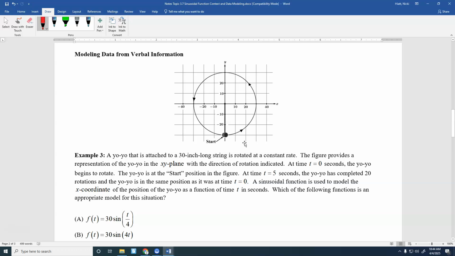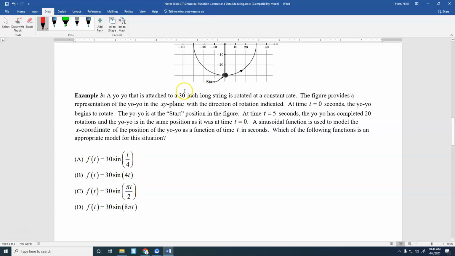But that's not relevant to this problem. So, in this case, our yo-yo is slinging around, and it tells us we know something about t equals 0 and something about t equals 5. At time t equals 5 seconds, the yo-yo has completed 20 rotations and is in the same position as it was at t equals 0. So in 5 seconds, it's gone around 20 times. You're really slinging this yo-yo with all of your might. Okay, so 20 times around.